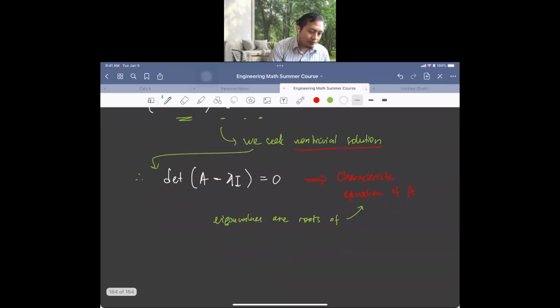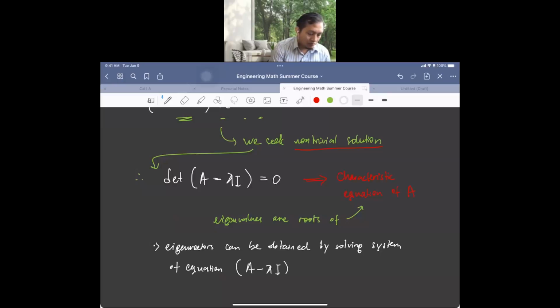And then after we find the eigenvalues, eigenvectors can be obtained by solving a system of equations and then using the Gauss-Jordan elimination.